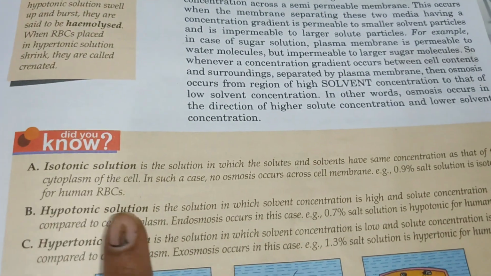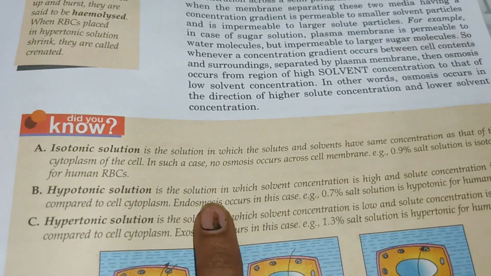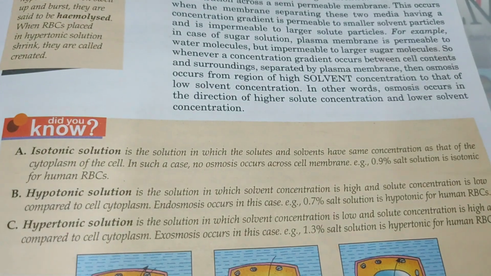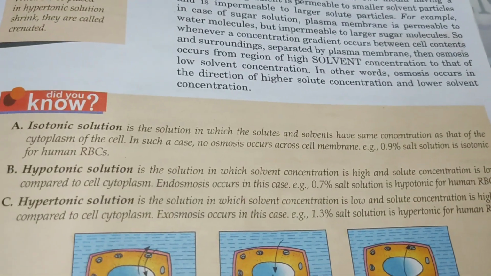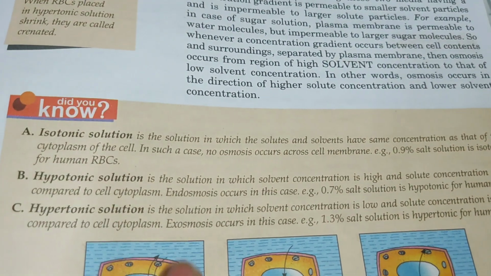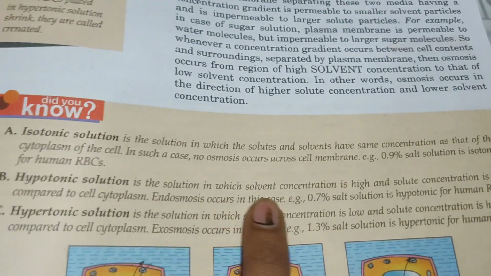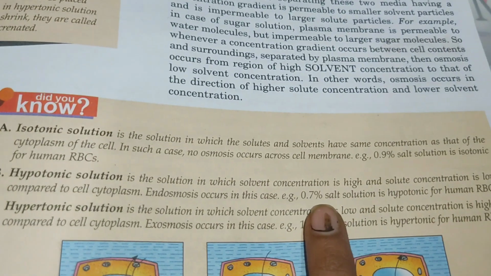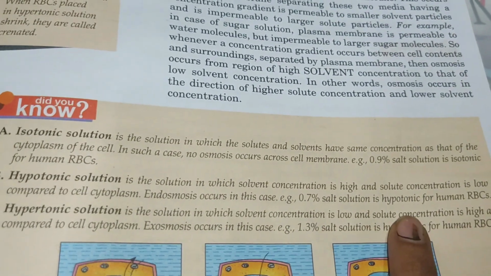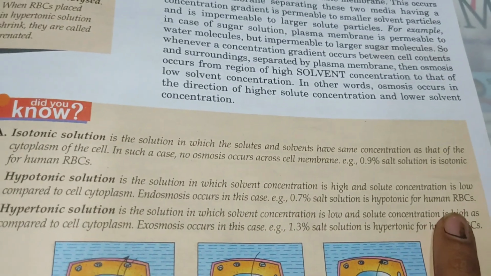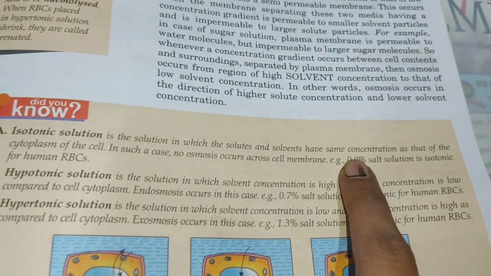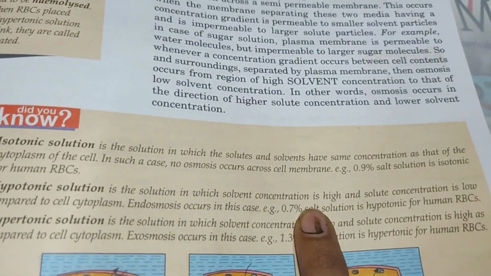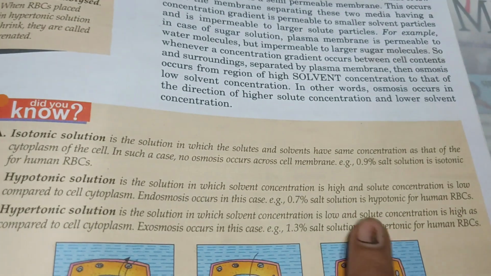Then hypotonic solution means in which solvent concentration is high and solute concentration is low. So solvent is more, solute is low. So here what happens? Endoosmosis occurs. Next topic is endoosmosis, I will explain there. Then 0.7% salt solution is hypotonic for human RBCs. So if it is 0.9%, it is isotonic. If it is 0.7%, then it is hypotonic.